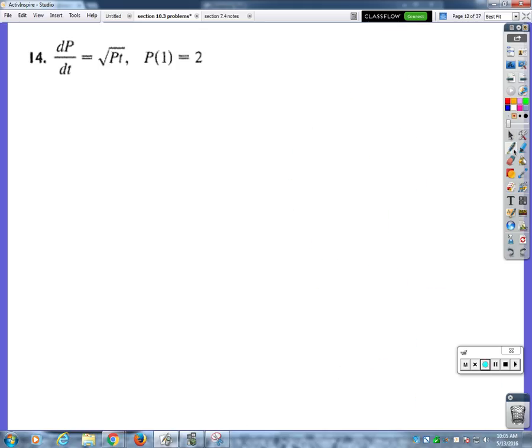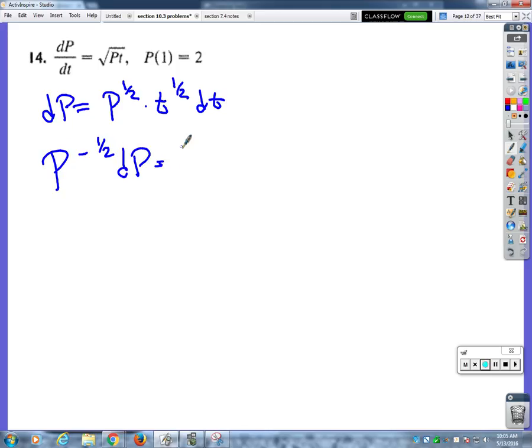Okay, so what do you got so far, Brooke? Okay, so dp equals, can I just anticipate and make this p to the 1/2 times t to the 1/2? Because I feel like that's going to be... So then divide by p to the 1/2, and that makes p to the negative 1/2 dp equals t to the 1/2.